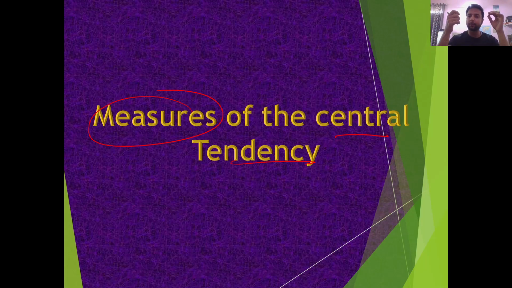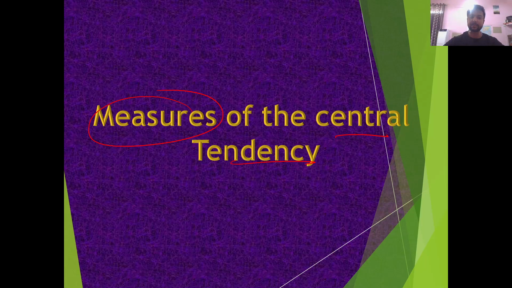Suppose the height of the students in your class is between 160 centimeters to 180 centimeters, but what will be the average? How will you find the average? You will sum up the height of all the students, and then divide that sum of the heights by the number of students. That's how you will get an average, and that average will actually represent your whole class.